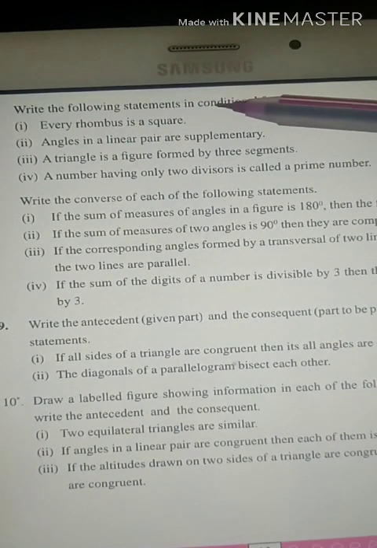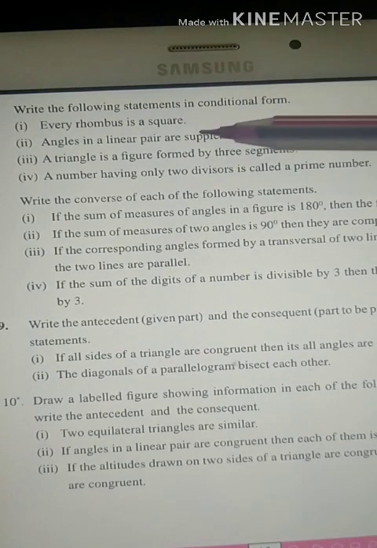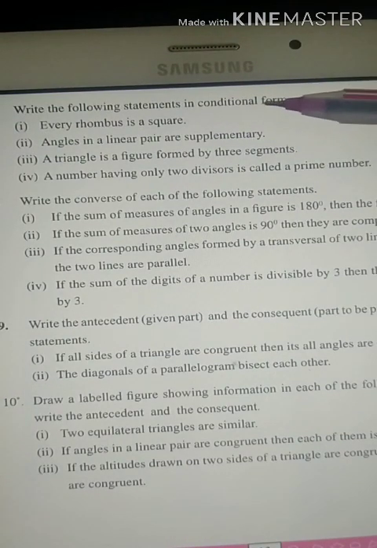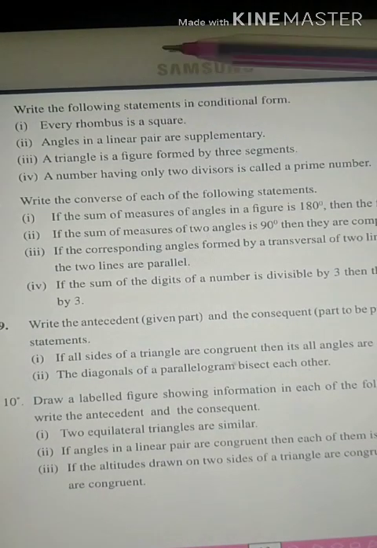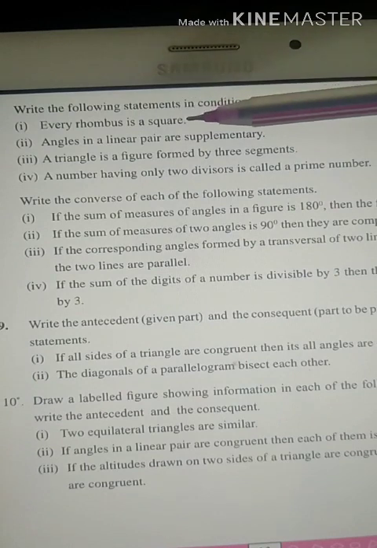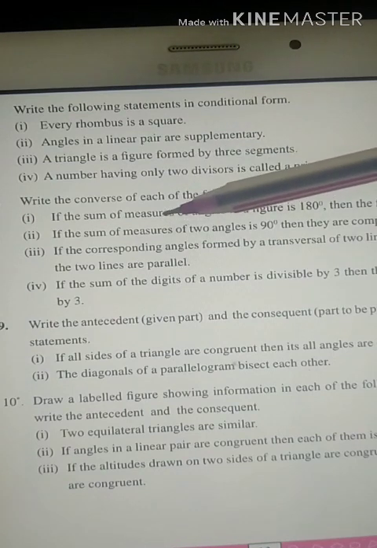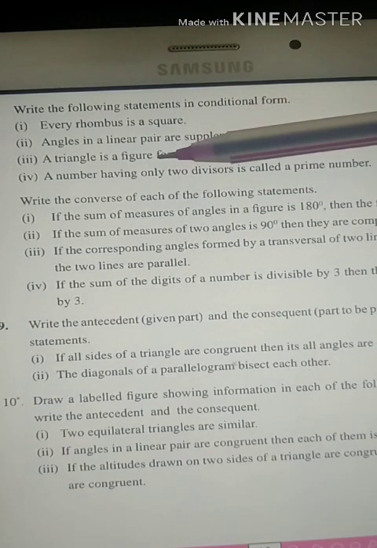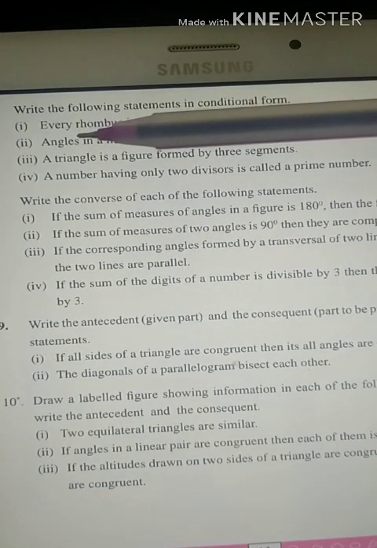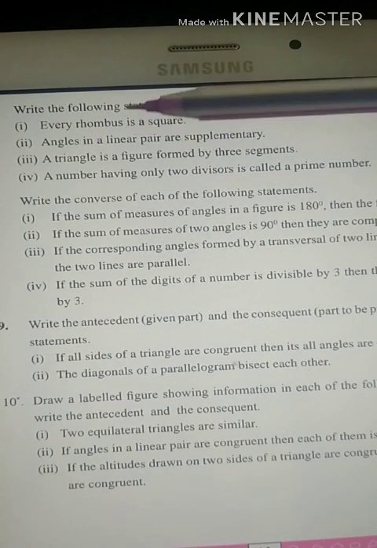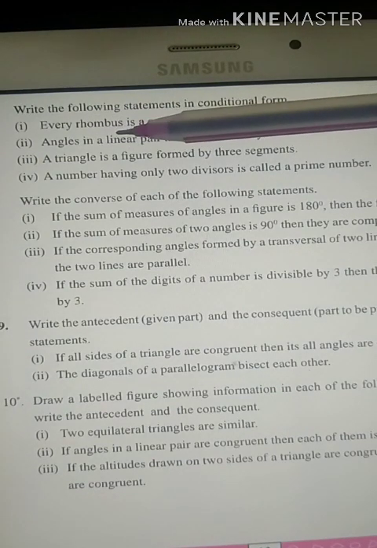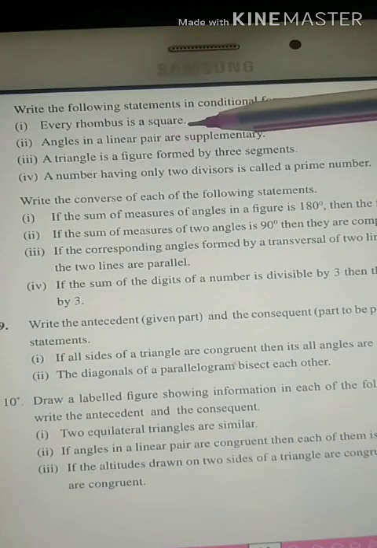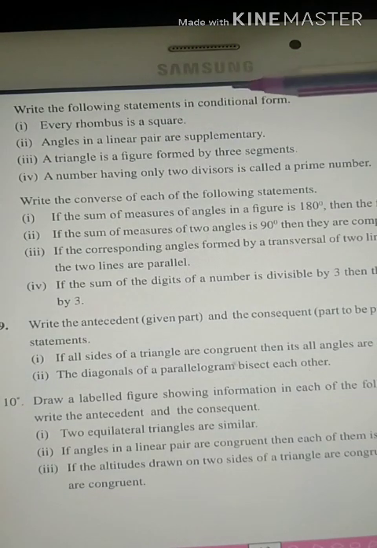Write the following statement in conditional form. Problem set questions, let us discuss, so that our conditional statements are very clear. Conditional form means if and then form. So we will take one by one. Every rhombus is a square. Now rhombus and square both are quadrilaterals, so we have to bring in the word quadrilateral. How will you frame it? If a quadrilateral is a rhombus, then it is a square. Got it? Write the answer in your book.